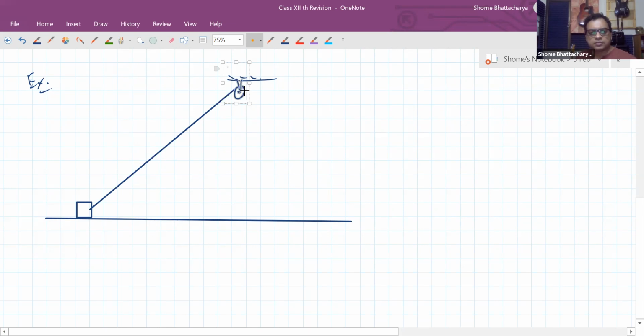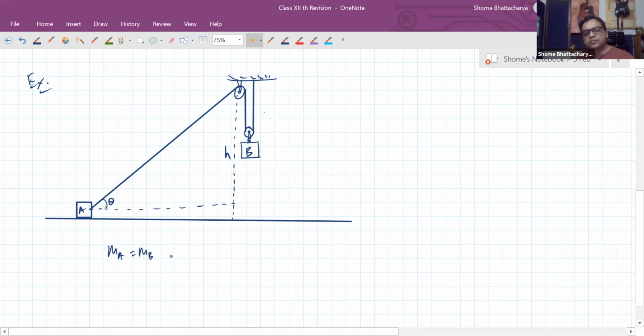Let's say I have this kind of a system. Another pulley here. And finally, the thread going round like this. This is attached to another block B. This is attached to a block A. So now see all the parameters that are given to us. This height H, this angle theta. Okay. So mass of A is equal to mass of B. This height is, let's say, 50 meters.